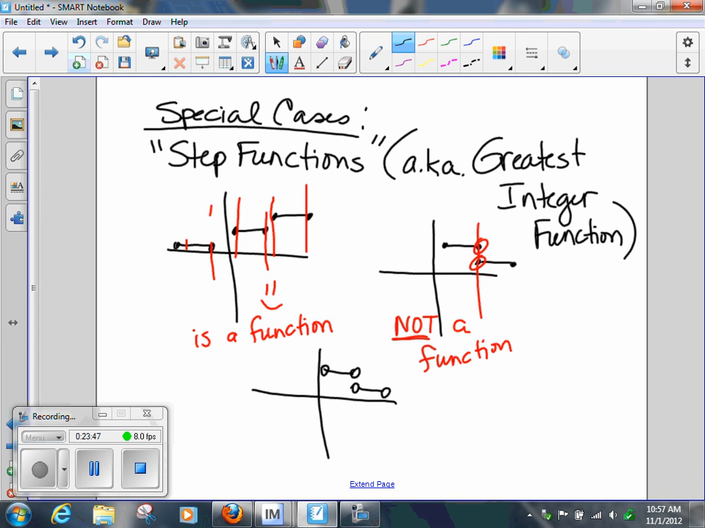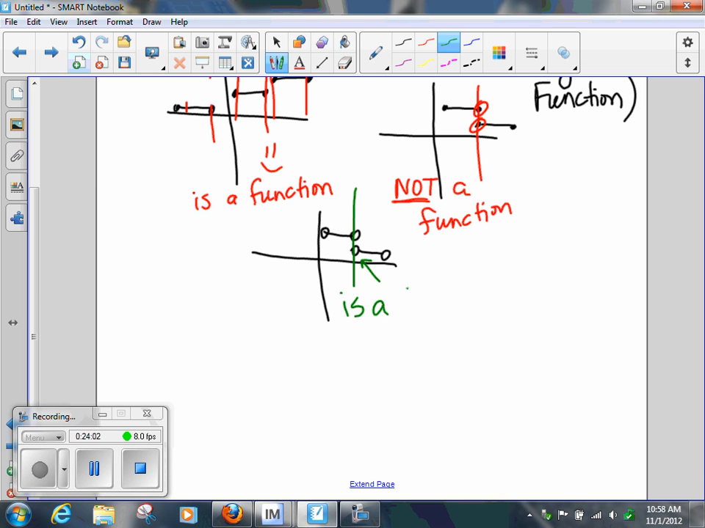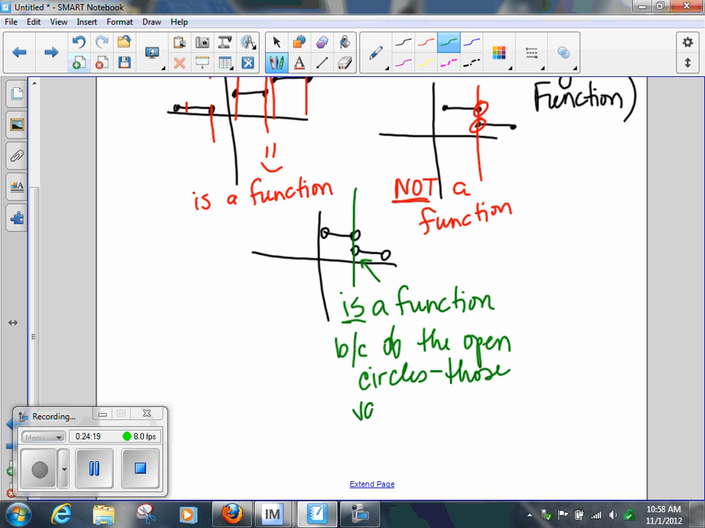What do the open circles mean? That those values are not included. So, this one would be a function because, all right, it is a function. Let me move that up so you can see it. Why is it a function? Because of the open circles. Those values are not included.